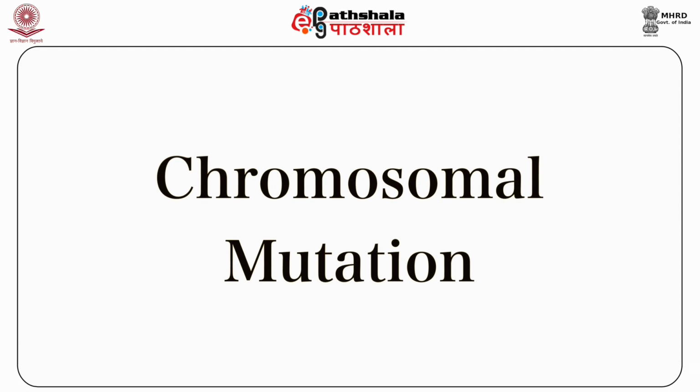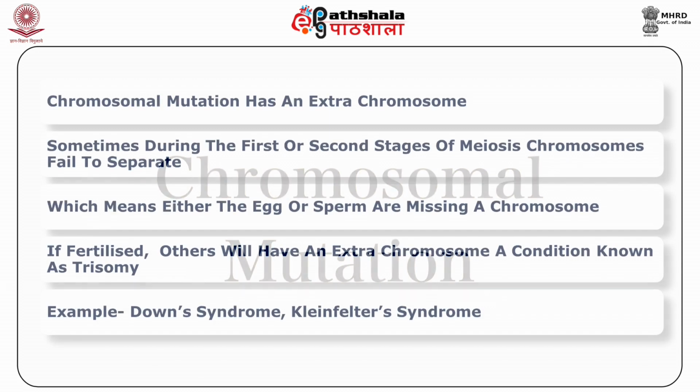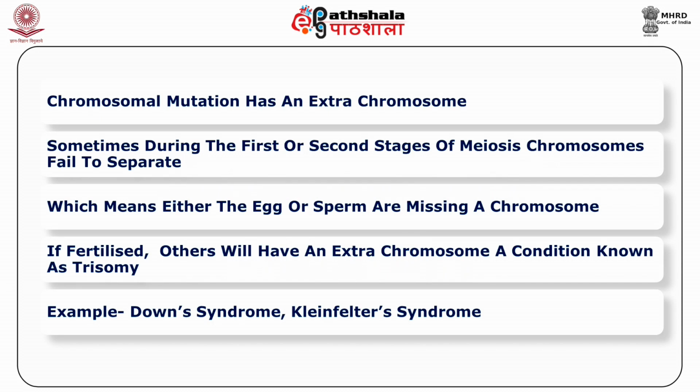Now let us learn about chromosomal mutations. We should be aware of chromosomal mutation. Sometimes mutations lead to some diseases which appear phenotypically. Chromosomal mutation has an extra chromosome. Sometimes during the first or second stage of meiosis, chromosomes fail to separate, which means either the egg or sperm is missing a chromosome. If fertilized, the zygote will have an extra chromosome, that is, three copies, a condition known as trisomy.